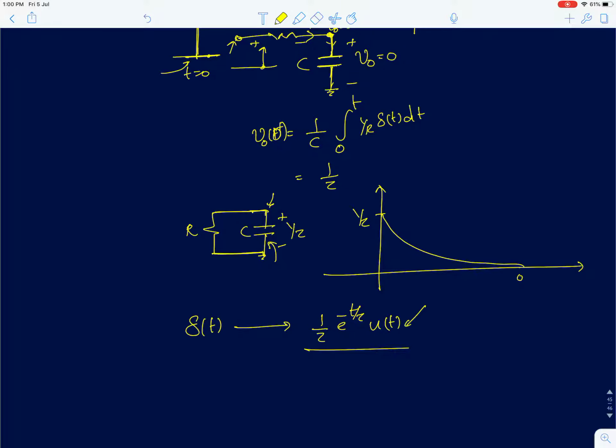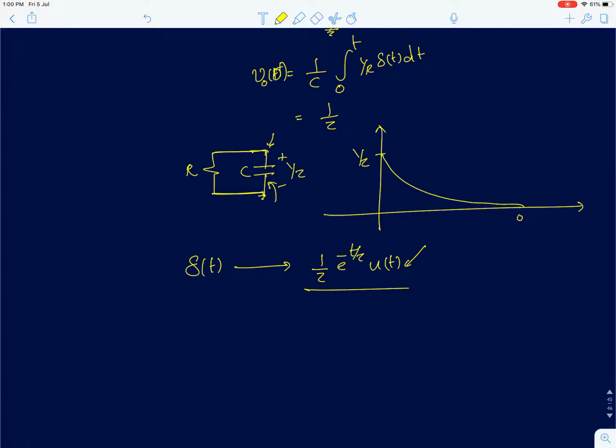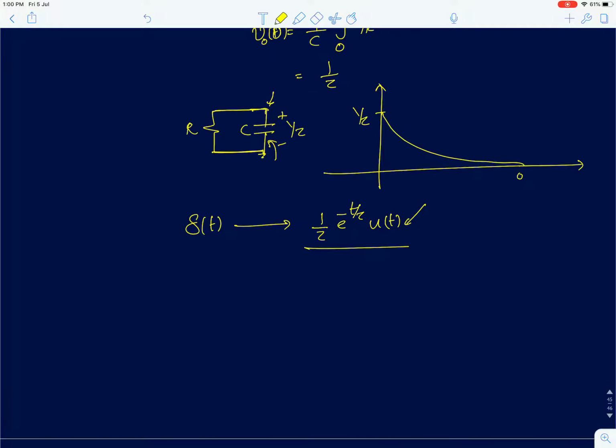Again, this expression can be very easily obtained using Laplace transforms. You will get the same expression using a Laplace transform analysis. I'll leave it up to you to try that out. It's very, very simple. You can find it in any standard textbook. So now we know the impulse response.